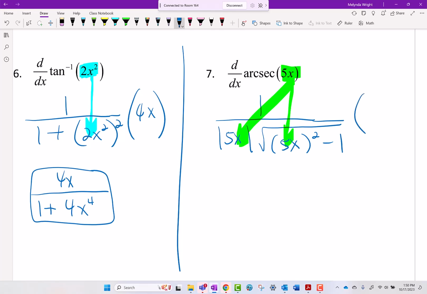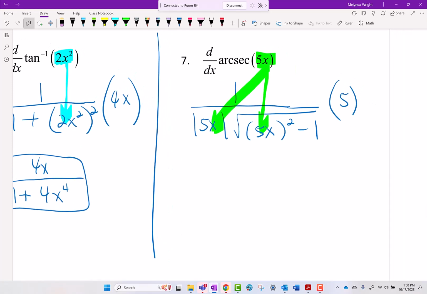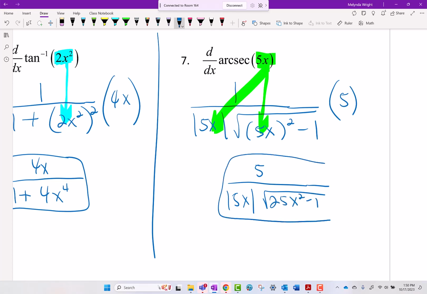And what is the derivative of 5x? 5. Okay, calculus is over. Now we're just cleaning it up. So I've got 5 over, let's see, absolute value of 5x, square root of, what is 5x all squared going to turn into? 25x squared, very nice. And that is it.